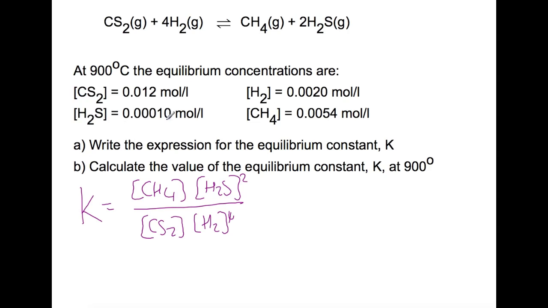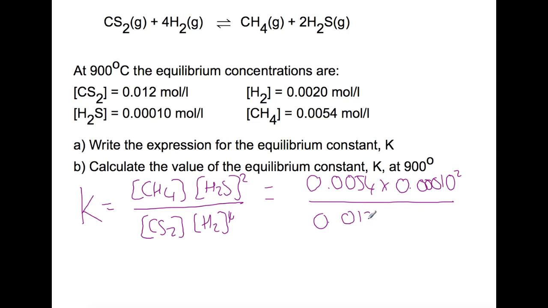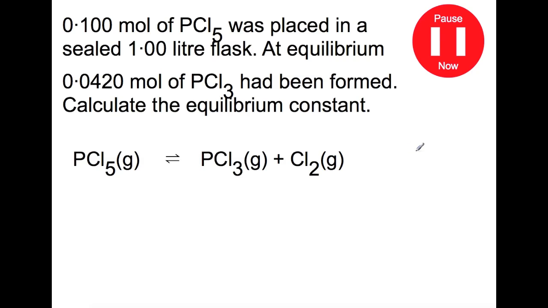For part B, we can then take the equilibrium concentrations at 900 degrees and insert them into the expression to get a value for K. If we then calculate that through, we find that we get an answer of 281. In this question, you're required to work out the equilibrium concentrations before you can work out the value for K. Pause the video now.